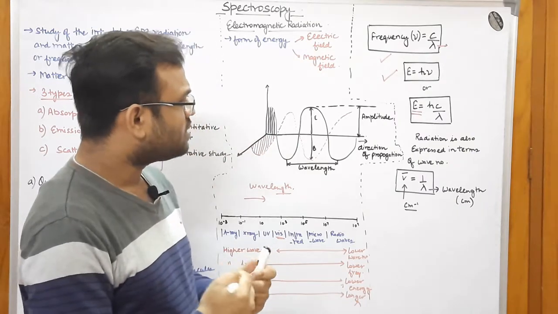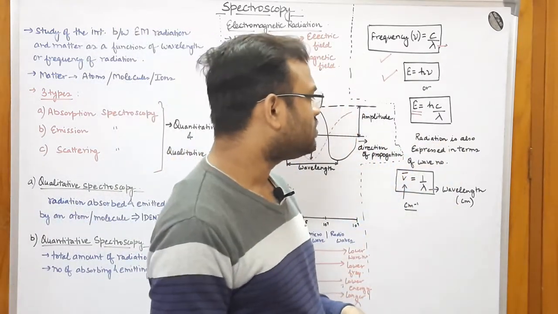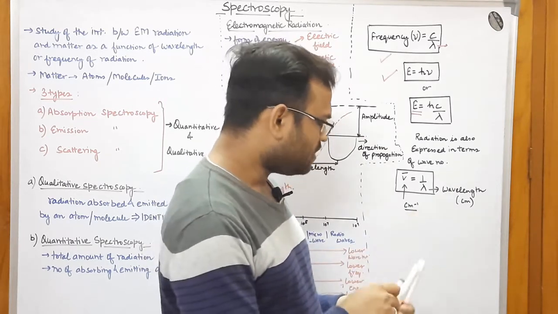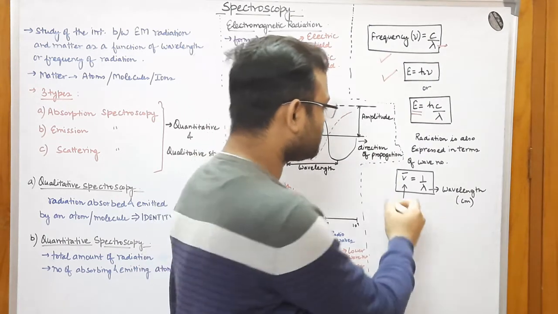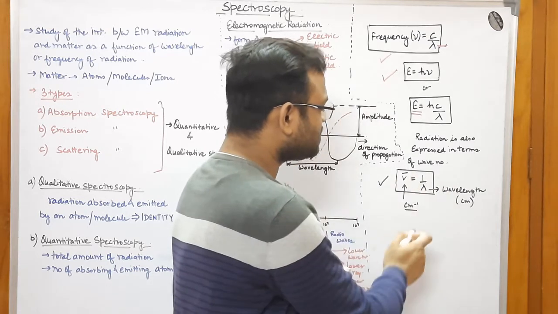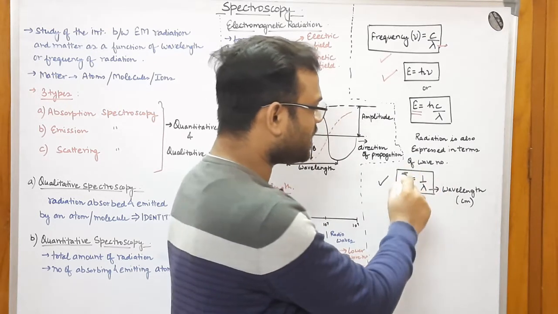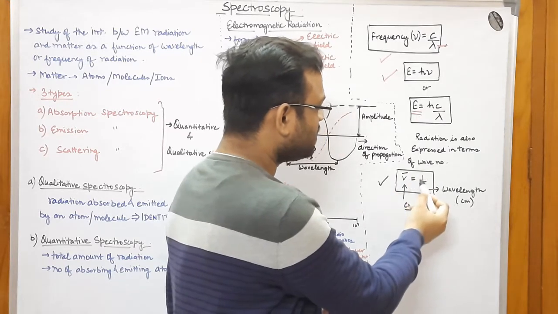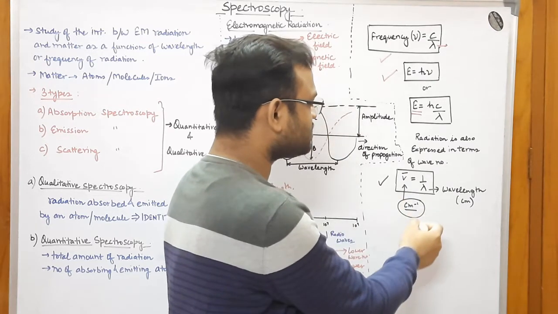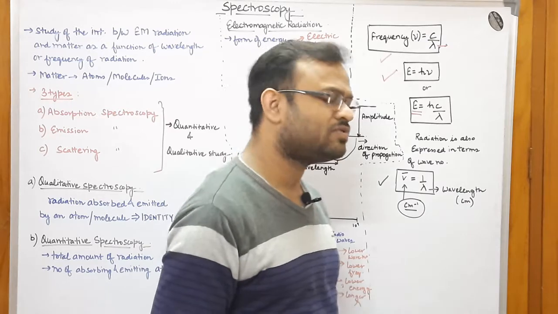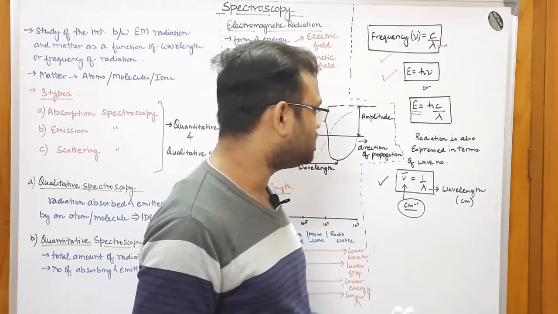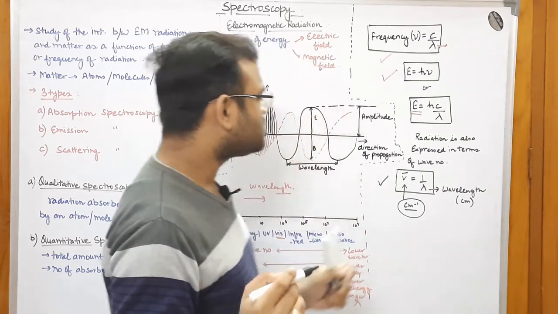Radiation is also expressed in terms of wave number. I have written about wave number over here because wave number is inversely proportional to lambda. This is the wave number, written as nu bar. It is equal to 1 by lambda, and the unit of wave number is the inverse of the unit of wavelength. The unit of wavelength was centimeter, so the unit of wave number becomes centimeter inverse. You should remember this also.